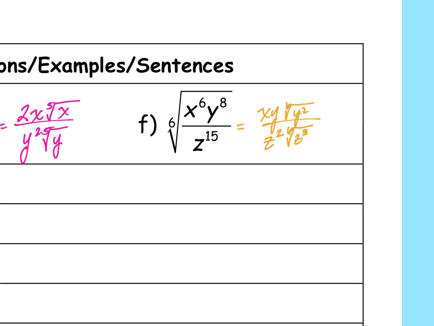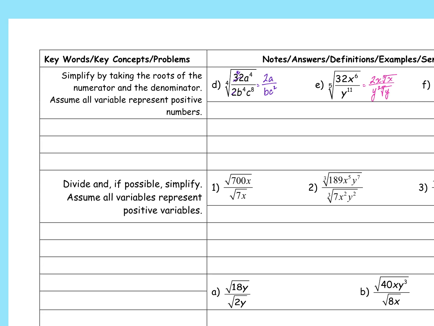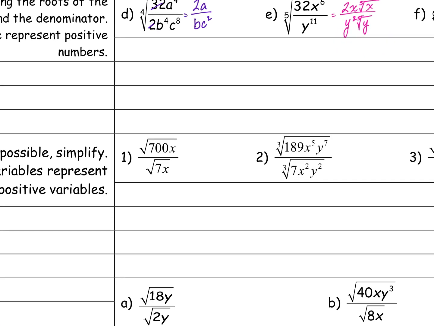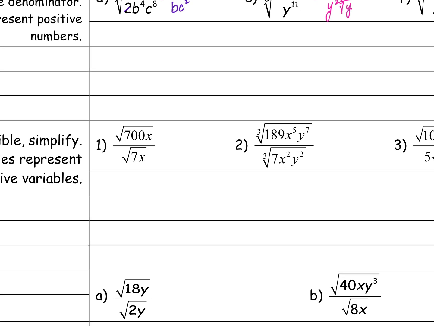Okay, so this one, it just says divide and if possible simplify. So I can rewrite this. Basically, I'm going to rewrite this as the full square root. So I'm going to say 700x over 7x. And then I'm going to simplify, right? So the x's go away and 7 goes into 700 100 times. So this basically becomes the square root of 100, which equals 10. Done.